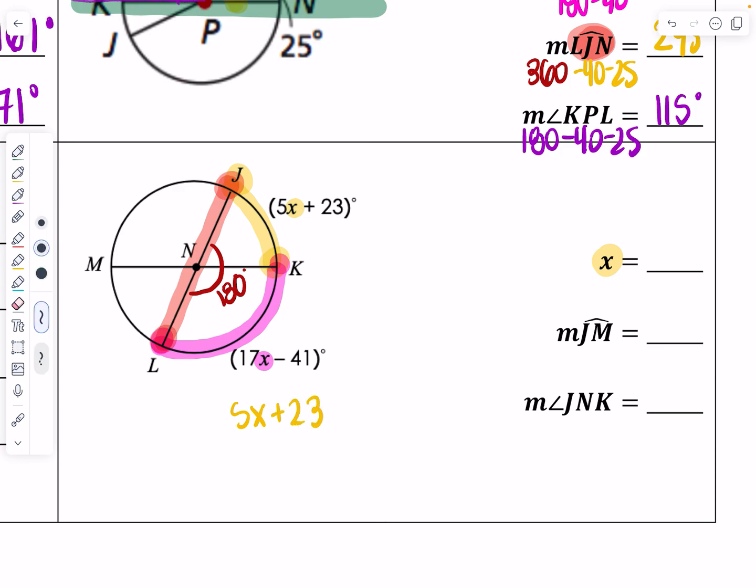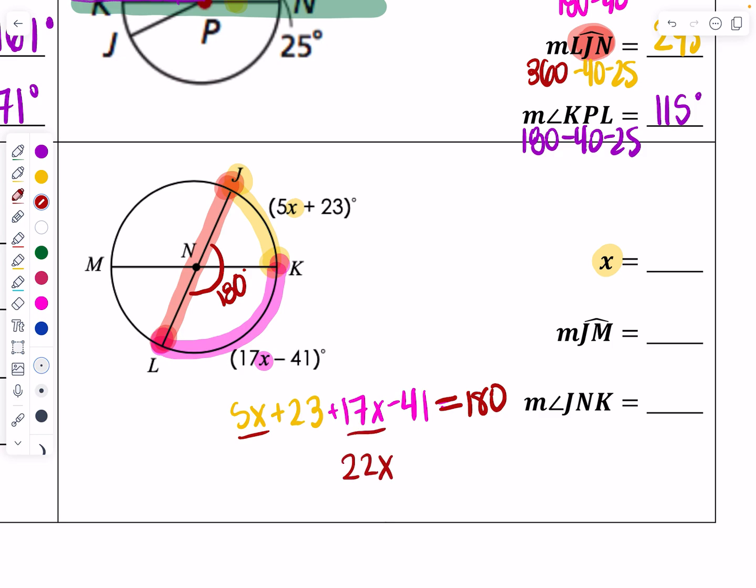So 5x plus 23 plus 17x minus 41 is going to have a grand total sum of 180. Those should add up to 180. So when I put my like terms together, I get 22x minus 18 equals 180. I'm going to add 18 to both sides, and I get 22x equals 198, I believe. And then I'm going to divide by 22. So 198 divided by 22 gives me 9, and it does. So x is 9.